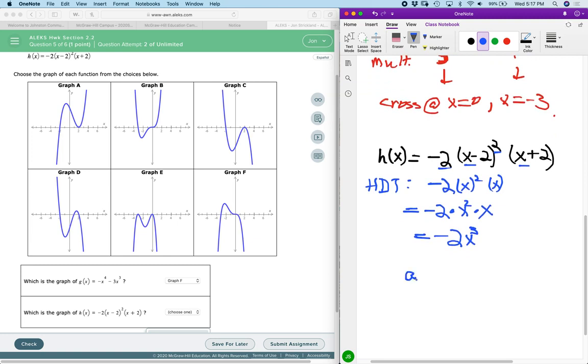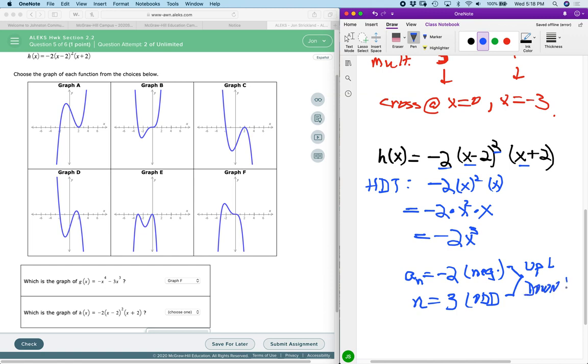So the leading coefficient is -2, so that is negative. And for the degree of the expression, signaled by -2x cubed, n is equal to 3, so you have odd. And if you have a combination of negative and odd, the end behavior is going to be up to the left and down to the right.